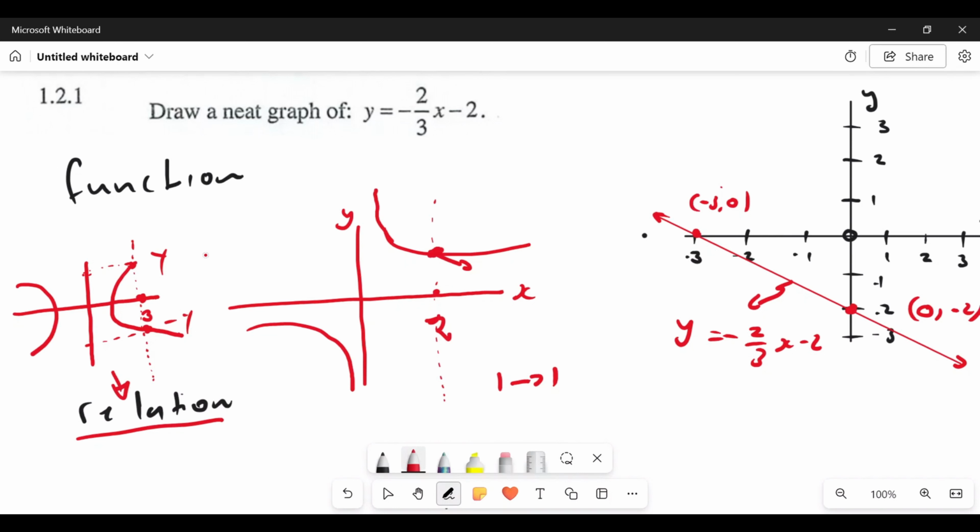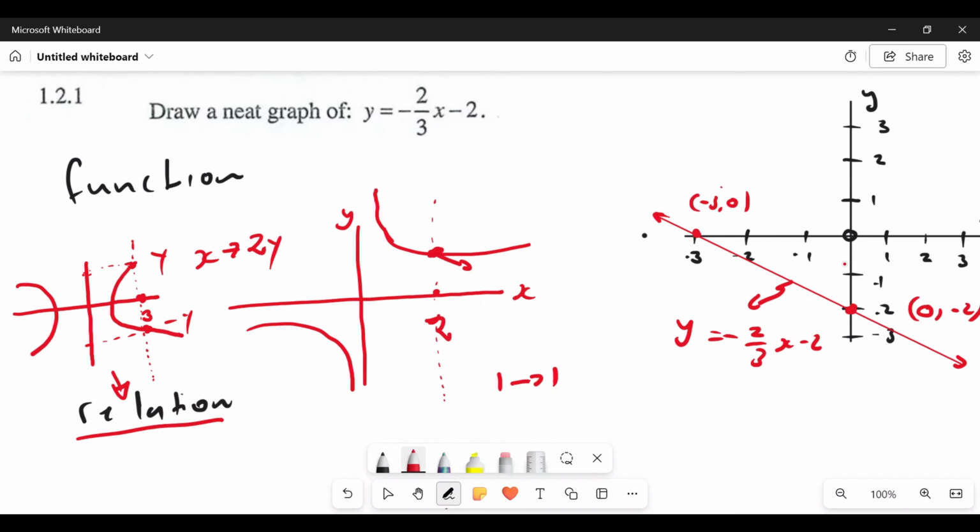I hope you managed to understand this. If you didn't, you can leave a comment and I'll try to answer you to the best of my ability. But if you look at the graph that we just drew, it cuts the y-intercept how many times? It only cuts it once here. So this is a function.